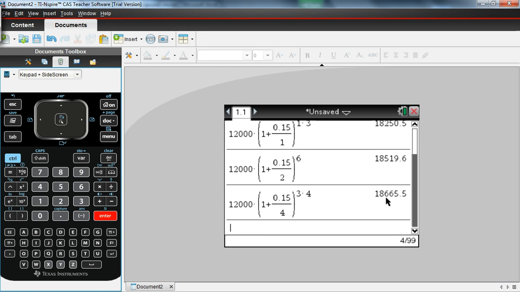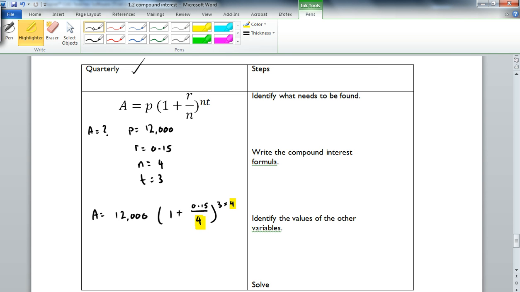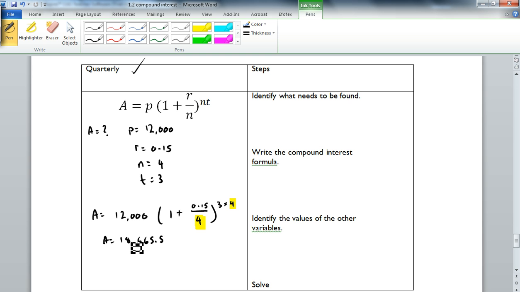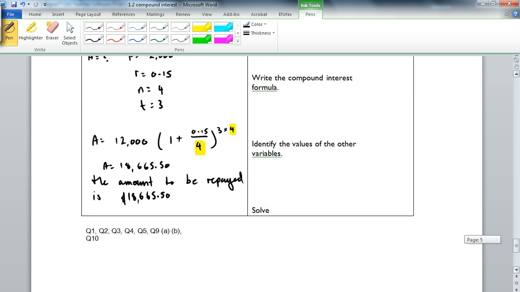If we're compounding it quarterly, it's now 18,665.50. So I'll write that in. So A equals 18,665, what was it, and 50 cents. And we should write a statement down here. So the amount to be repaid is 18,000, put a little comma there to make it easier to read, 665.50.